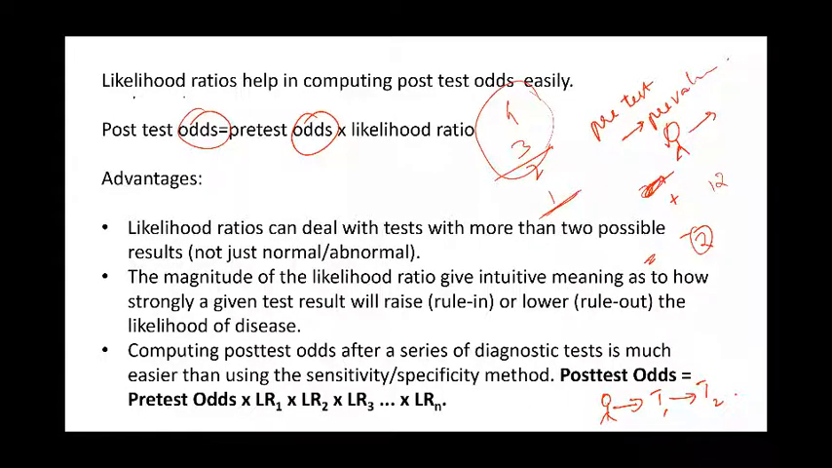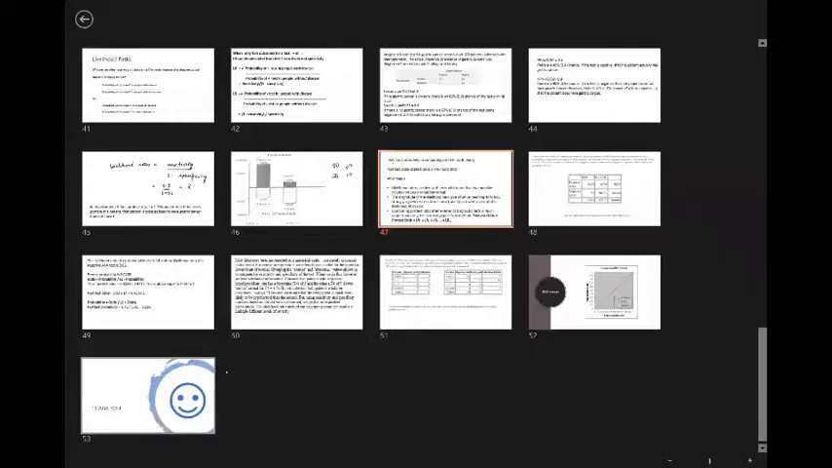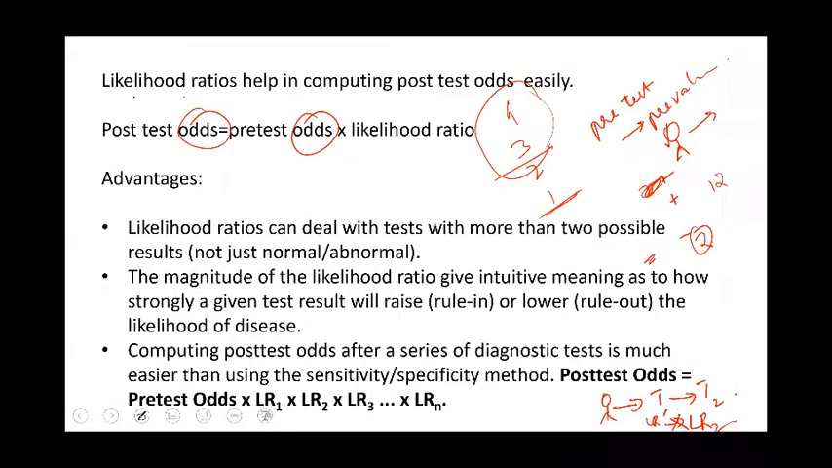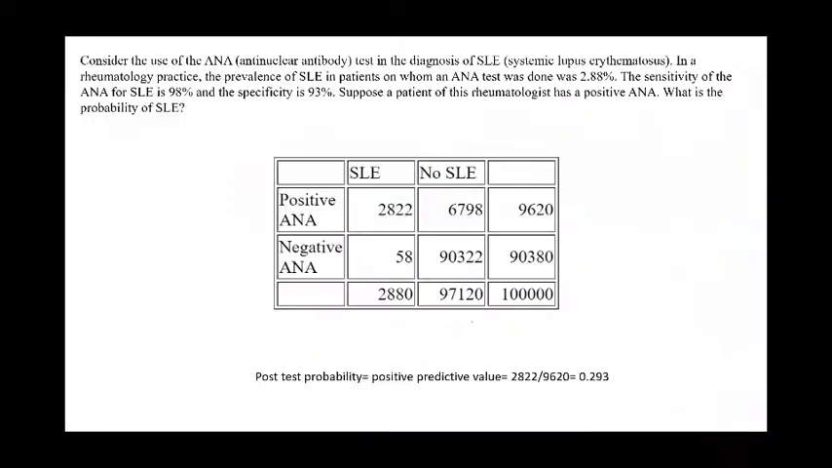So I can just multiply the likelihood ratio to get the post-test probability in this way: pre-test probability, which is prevalence, into likelihood ratio of first test, into second test, and third test, and so on. Hence multiple tests can also be used, in which we can tell directly the post-test probability of all the tests included. So likelihood ratios have various advantages.